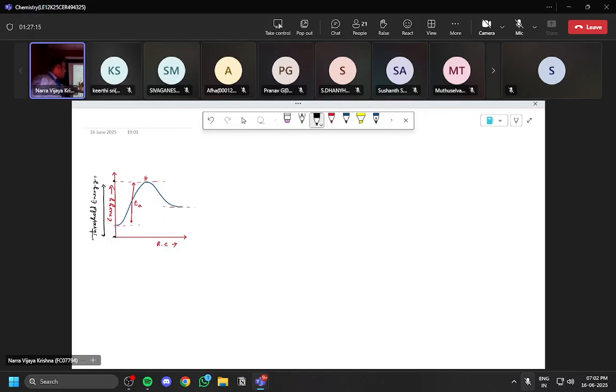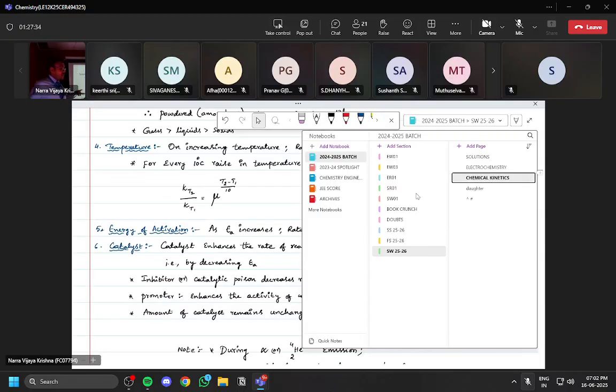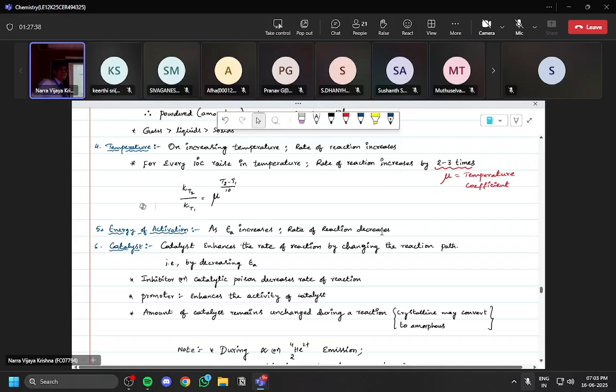If this energy of activation is more, then the reaction doesn't occur readily. So as energy of activation increases, the rate of reaction decreases. That's the statement we have taken there. Now, catalyst. What do catalysts generally do?